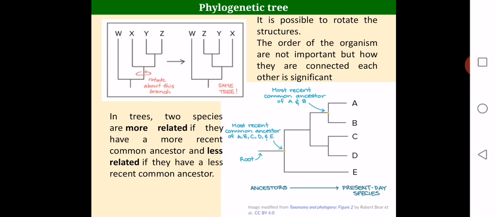And by looking at and analyzing a tree, we can identify the most recent common ancestor of a particular group of organisms, and which is the common ancestor for a cluster of organisms, and which are the distantly related organisms, and so on. So different relationships can be identified by analyzing a tree.